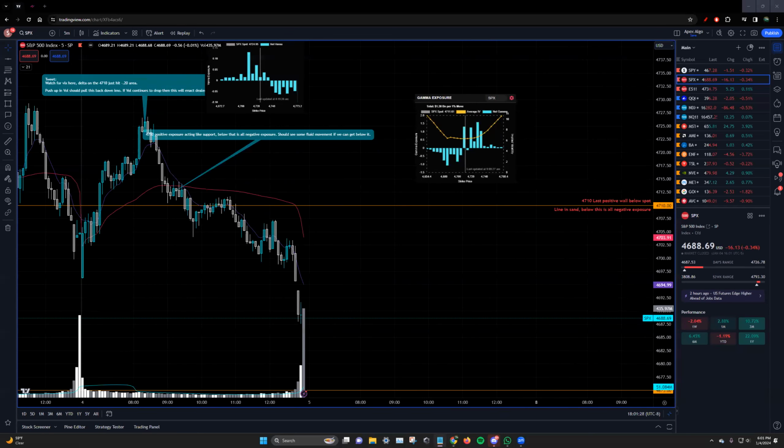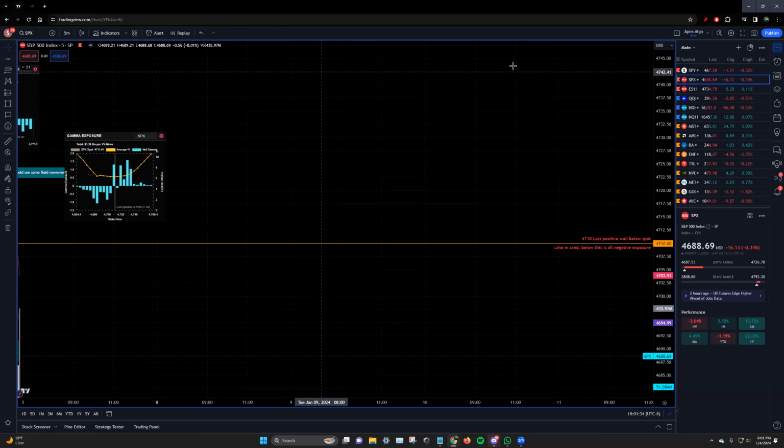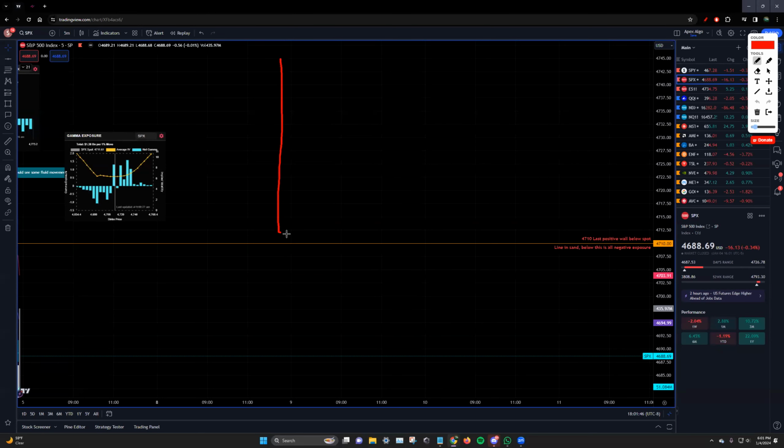To start this class off, we're going to be talking about the gamma curve. Obviously, a lot of people know what that is if they've watched the classes, but we're going to go over it one more time because that's where the importance lies of understanding the basics. What is the gamma curve? The gamma curve essentially shows where gamma exposure has the most effect.